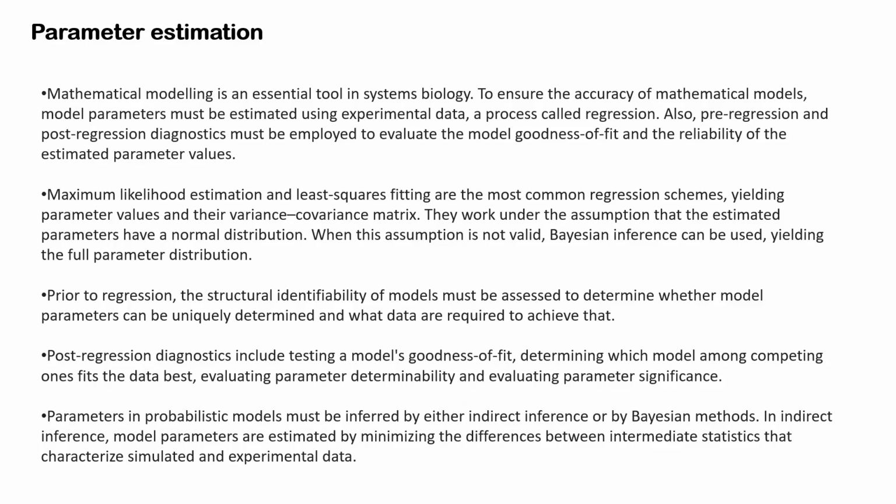There are various methods of parameter estimation. The two most popular are maximum likelihood estimation, which we call MLE, and least squares fitting. These are the most common regression techniques, yielding parameter values and their variance covariance matrix. They work under the assumption that the estimated parameters have a normal distribution. This is something that is assumed all across estimation theory.